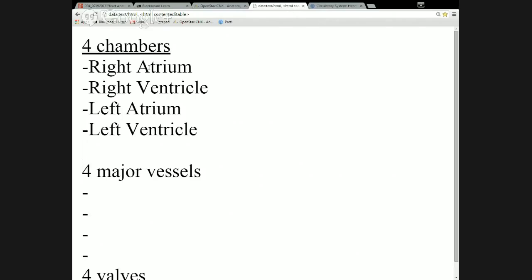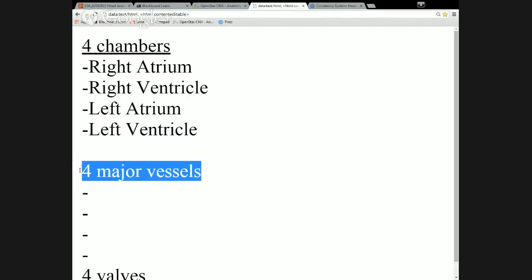So the right side receives used blood, deoxygenated blood, from the body into the right atrium. And then it moves from the right atrium into the right ventricle, and the right ventricle pumps the deoxygenated blood to the lungs. The lungs oxygenate the blood, and it comes back to the left side of the heart at the left atrium, and then from the left atrium it goes to the left ventricle, where it's pumped out to the body. So the right side of the heart is really pumping the deoxygenated blood from the body to the lungs, and the left side is pumping the oxygenated blood from the lungs out to the body.